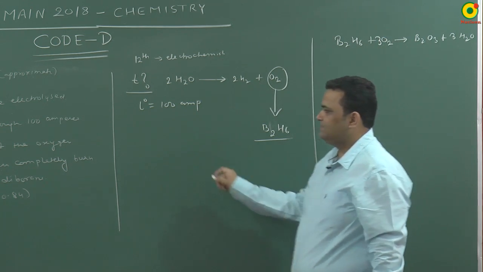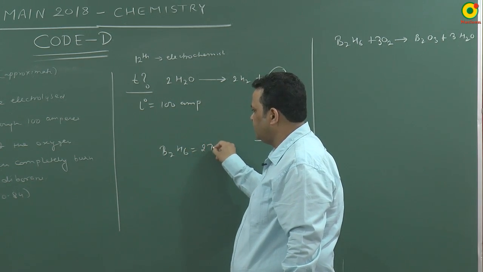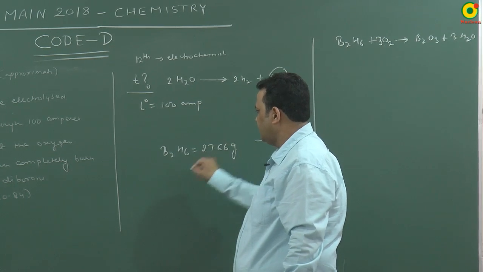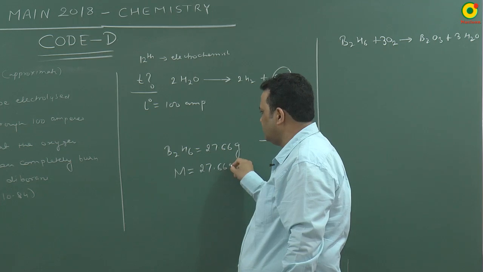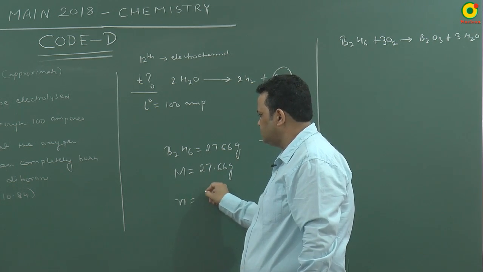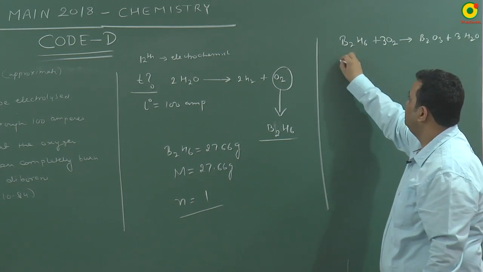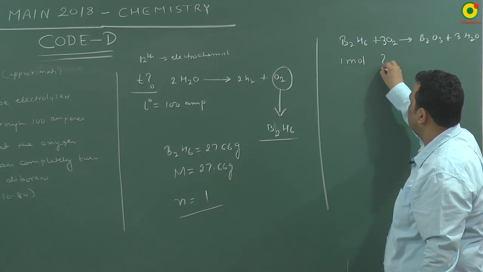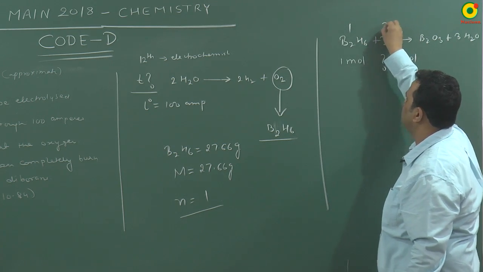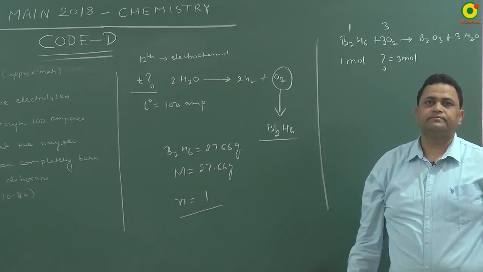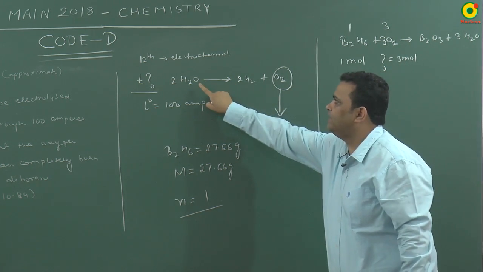Now B2H6 is given as 27.66 gram, and the molar mass of B2H6 is also 27.66 gram. Means the number of moles of B2H6 is equal to 1. We want to burn 1 mole of B2H6. Now the required oxygen is 3 mole according to stoichiometry. 1:3 is the stoichiometry. 3 mole of oxygen is required, which should be produced by electrolysis of water.